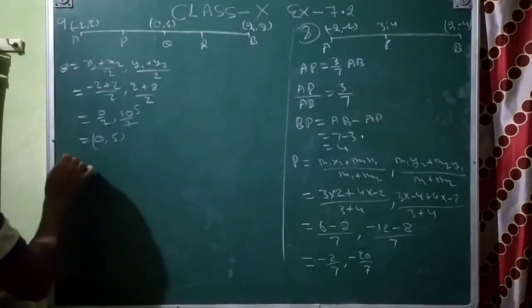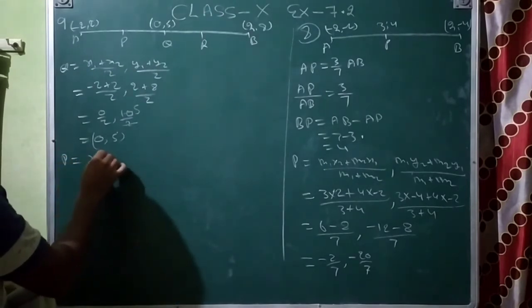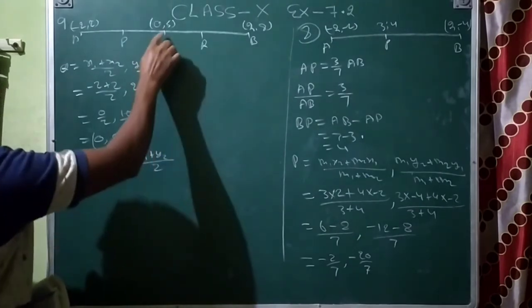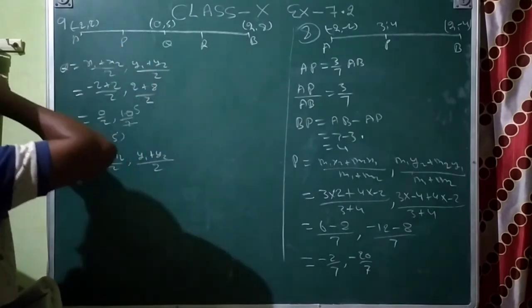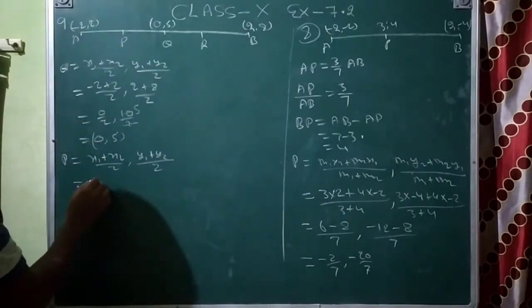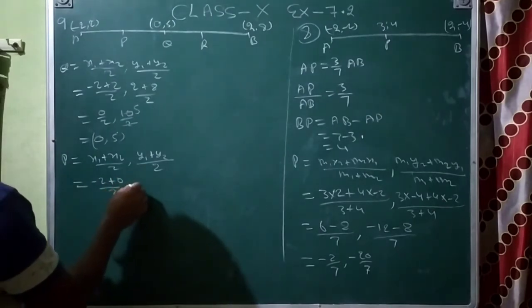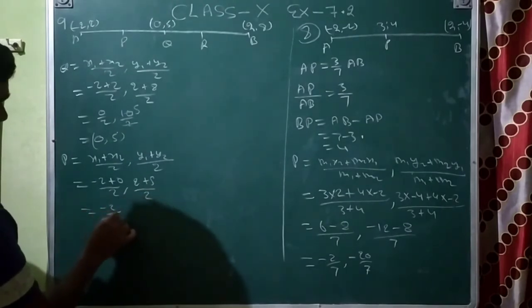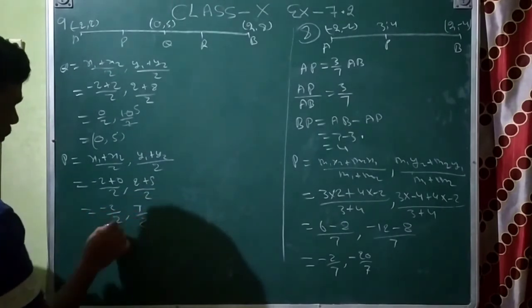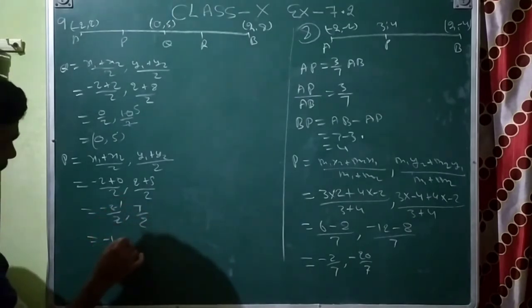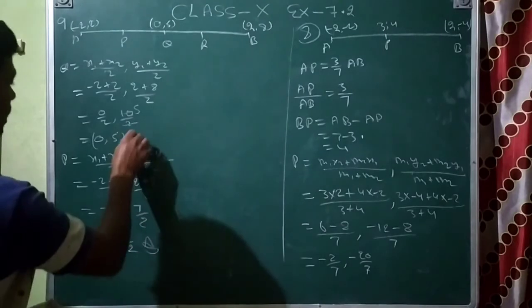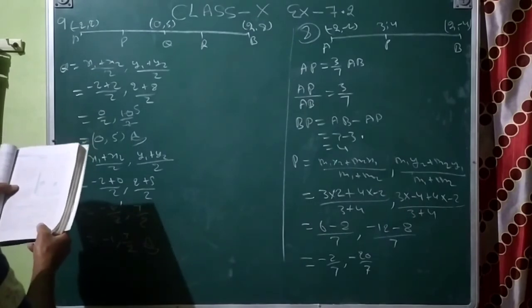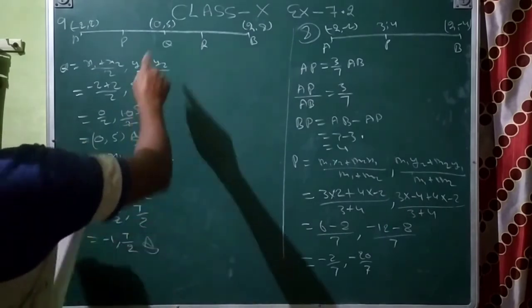Now we will find P. P is equal to, similarly, (x1 plus x2) upon 2, (y1 plus y2) upon 2, using these two coordinates, where one part is there. So here we apply the simple formula: minus 2 plus 0 upon 2, and then 2 plus 5 upon 2. So that is minus 2 upon 2, and 7 upon 2. So that cancels: minus 1 comma 7 upon 2. This is also an answer. Similarly you can find the R point very easily by these two coordinates.